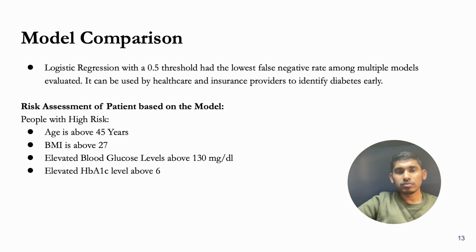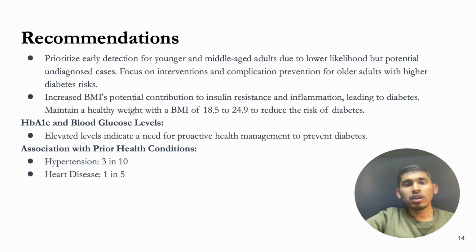So based on our model, the people who have age above 45, BMI above 27, elevated blood glucose level above 130, and elevated hemoglobin A1C level above 6 are at high risk of having diabetes. Based on analysis, prioritizing early detection for younger and middle-aged adults is highly recommended so that we can prevent further complication of diabetes. So maintaining a healthy BMI of around 18.5 to 25 is highly recommended to reduce the risk of having diabetes.